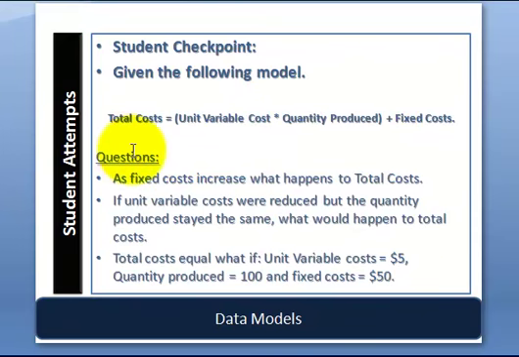So just a checklist, take a look at this model of total cost equals unit variable cost times quantity produced plus fixed cost. And check these questions out. As fixed costs increase, what happens to total costs? If unit variable costs were reduced, but the quantity produced stayed the same, what would happen to total costs? And what would total costs equal if the variable costs were 5, the quantity produced were 100, and the fixed costs were 50? So take a second, and you should be able to, by looking at this function, figure these out.